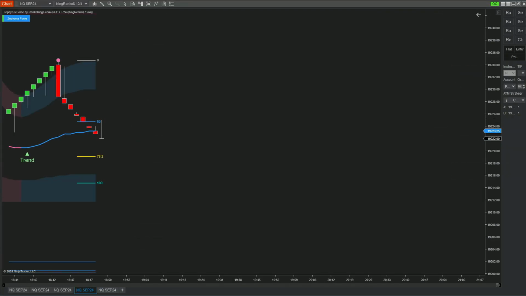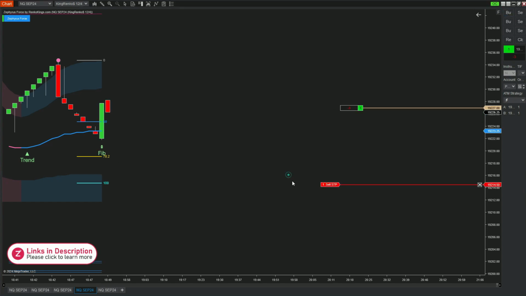Similarly, for buy orders, move the stop when the dots appear. Adjust the stop accordingly.